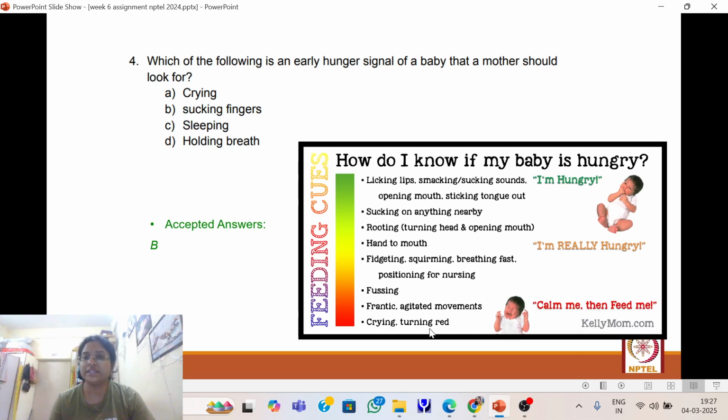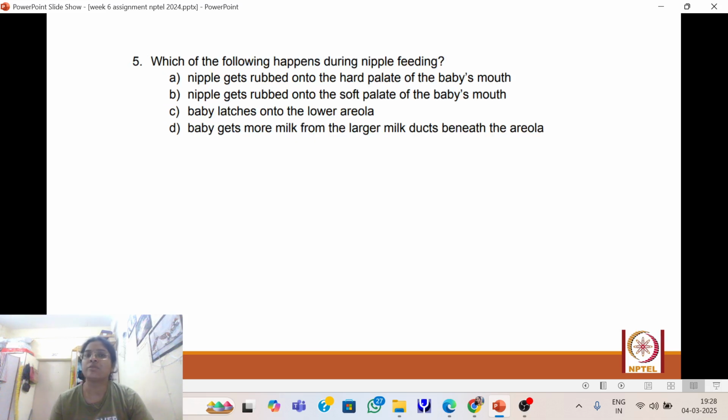Signals: licking lips, smacking, sucking sounds, opening a mouth, sticking tongue out, sucking on anything nearby, rooting, that is like turning head and opening the mouth, hand to mouth, fidgeting, squirming, breathing fast, positioning for nursing, fussing, frantic, agitated movements, crying, turning red. These all are cues that your baby is hungry. Okay. Moving on to the next.